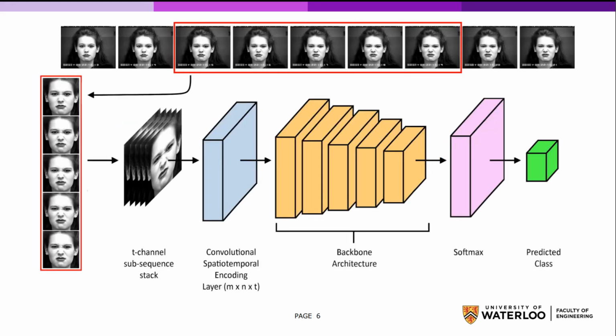The flow of the TimeConvNet is as such. Given a subsequence stack, in this case of 5 frames, it is stacked in the channel dimension and passed through a convolutional spatial temporal encoding layer. Then, the data is passed through a backbone architecture where the predicted class is generated after a softmax.